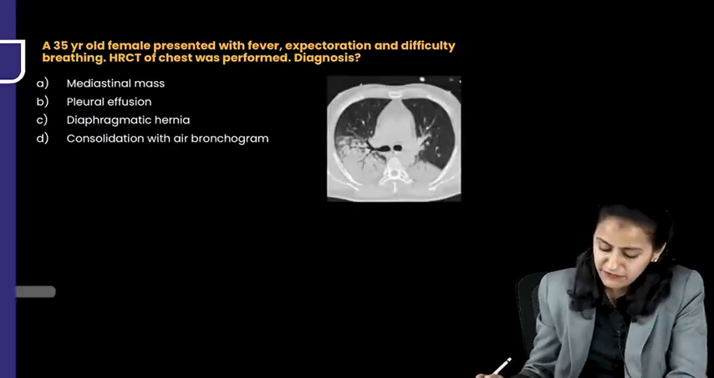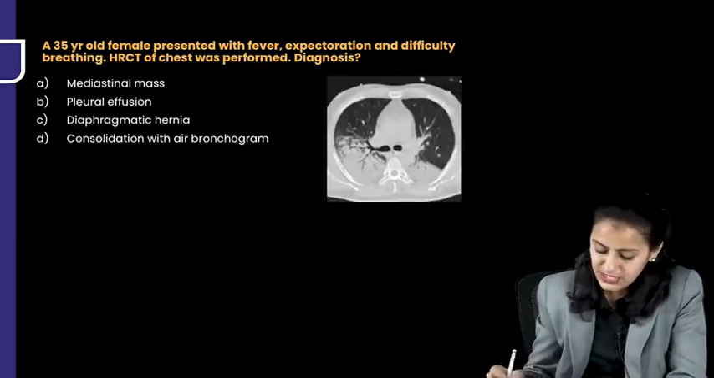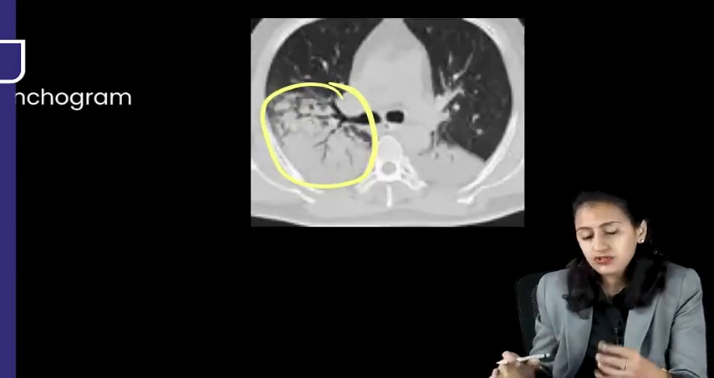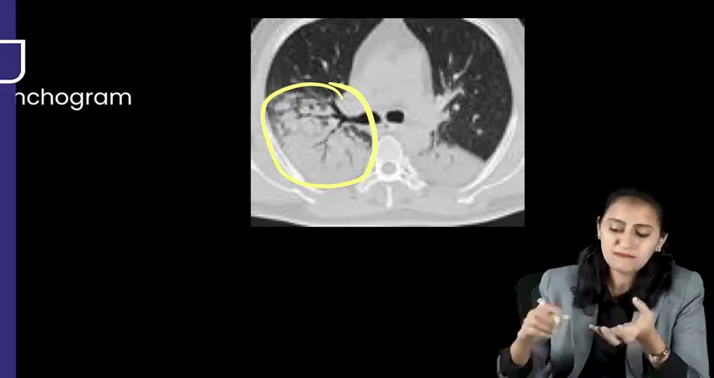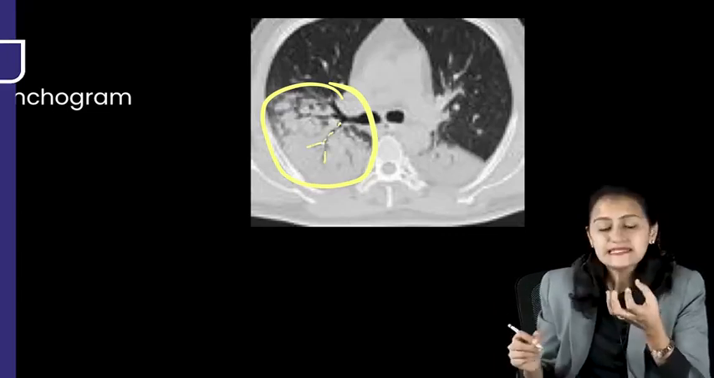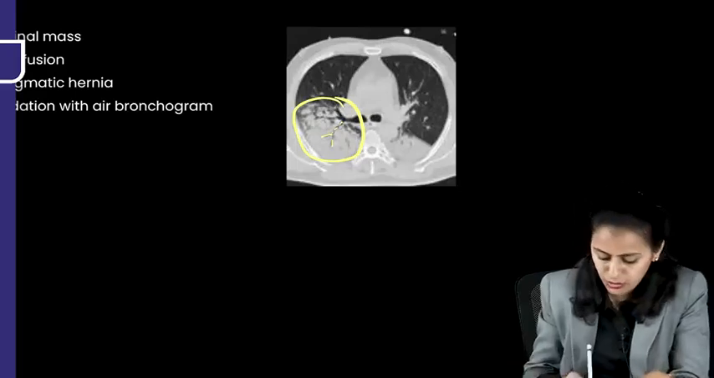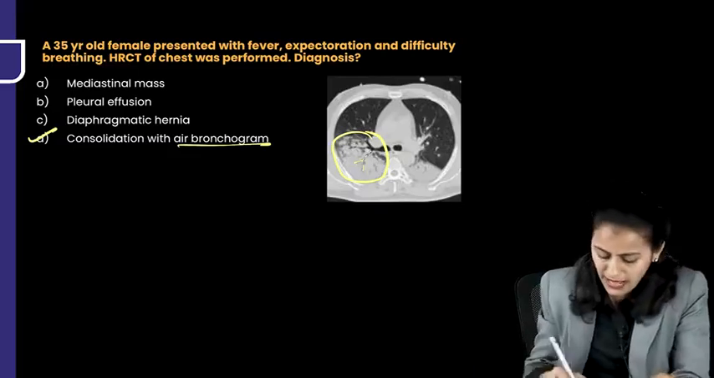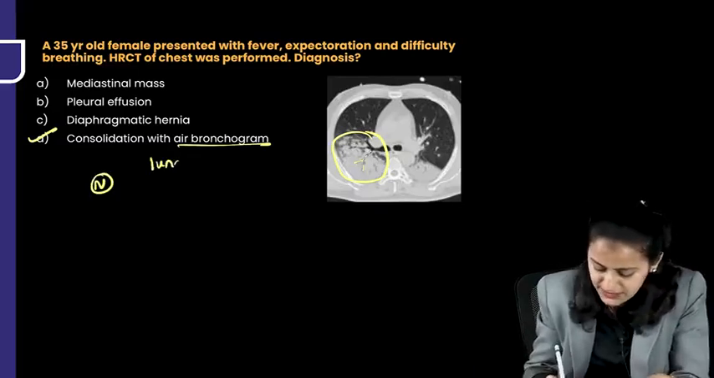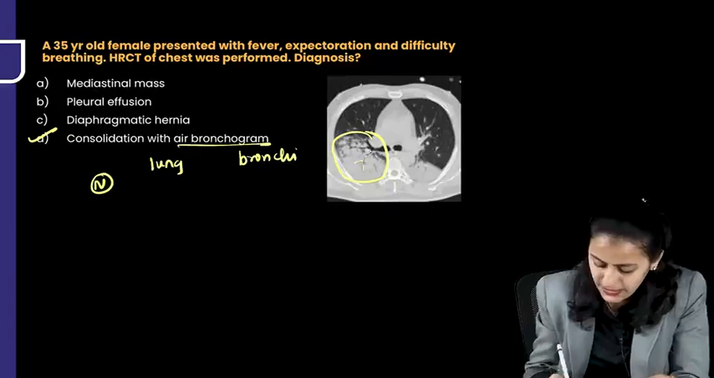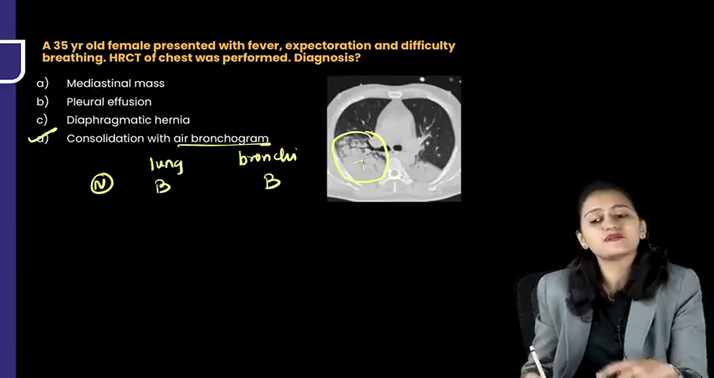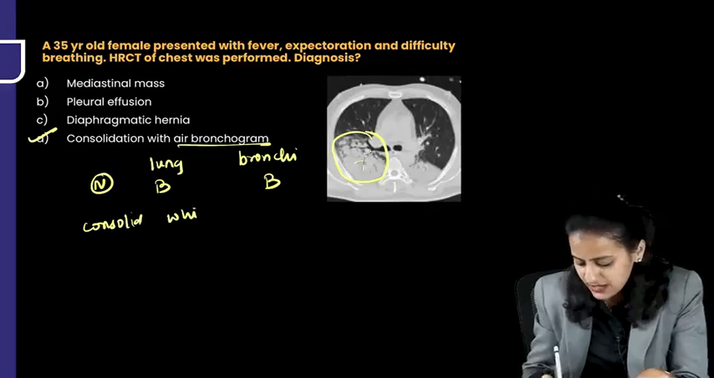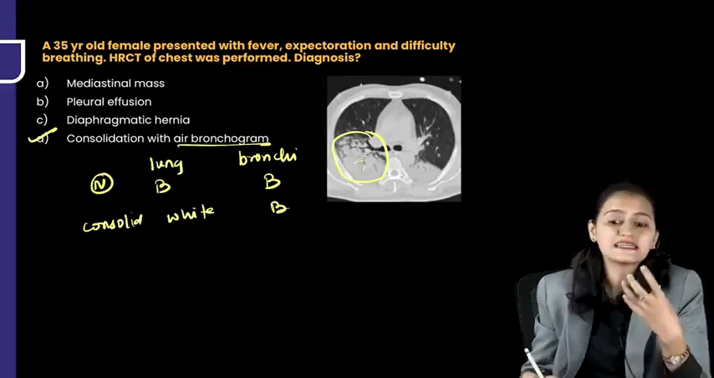Next one, a 35-year-old female presenting with these complaints, HRCT is done. What is the diagnosis? What we are seeing here is, through the white lung, the black bronchi going, right? So this is the air bronchogram sign and this is seen in consolidation. What happens normally is, comparing the lung and the bronchi, the lung is also black, the bronchi are also black, both containing air. What happens with consolidation? The lung becomes white, the bronchi are still black containing air.